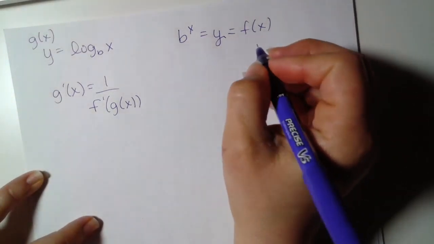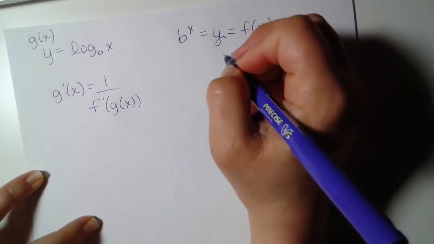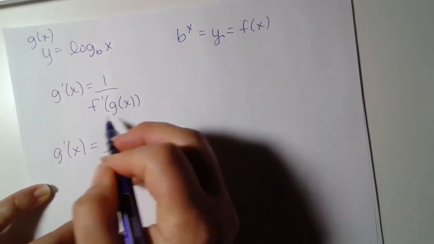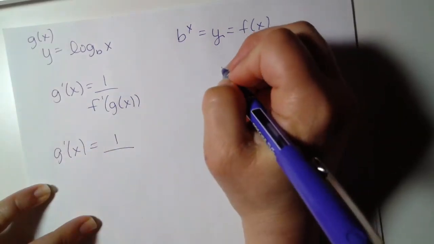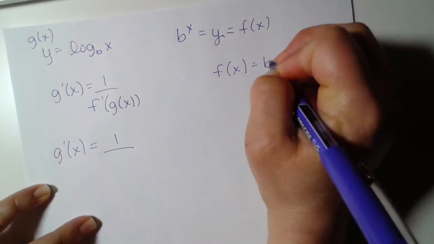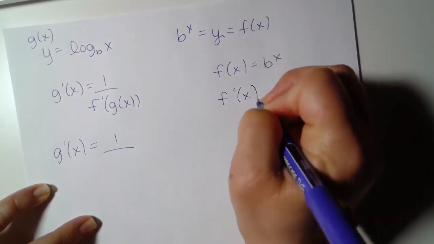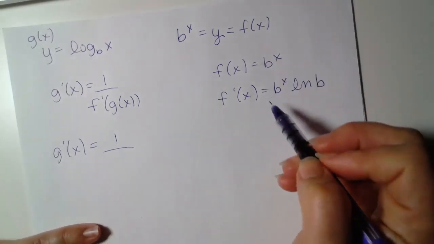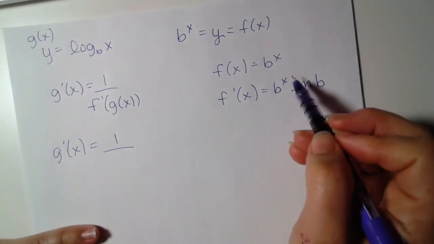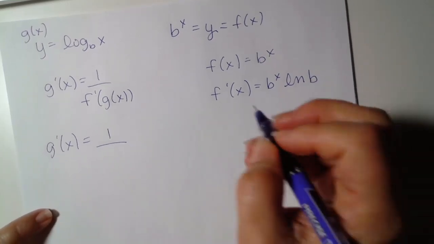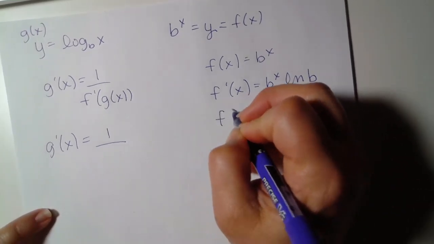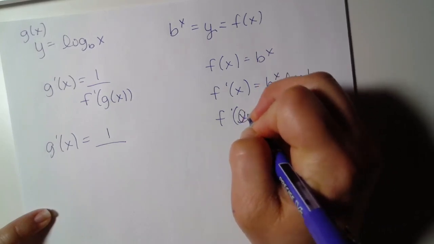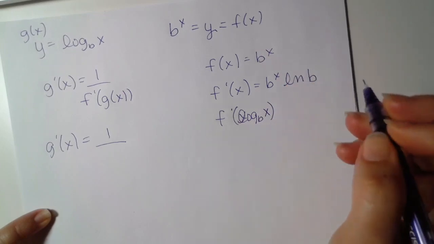So let's see, we know that we're going to need f prime of x, right? So I know that my g prime of x will be 1 over, let's do this part here now. So f of x is b to the x. So f prime of x is b to the x ln b, right? Because this is a b, not e, so we also tack on the natural log. And so now we need f prime of log base b of x, right? Because that's our g of x.